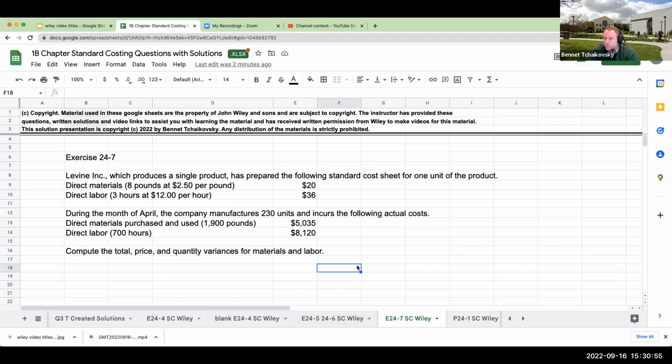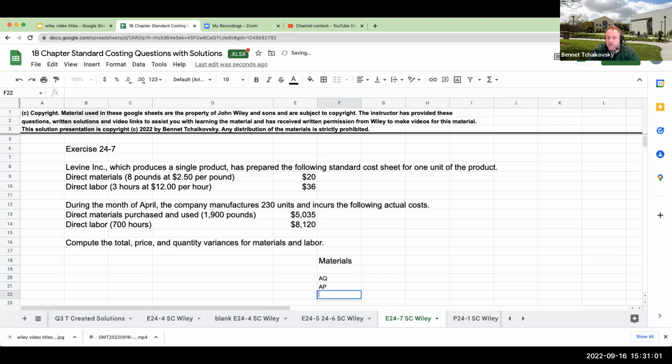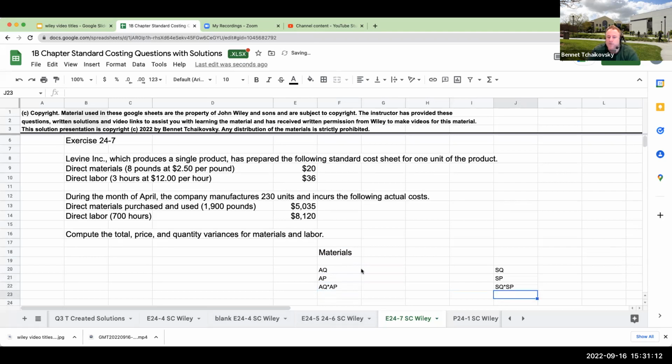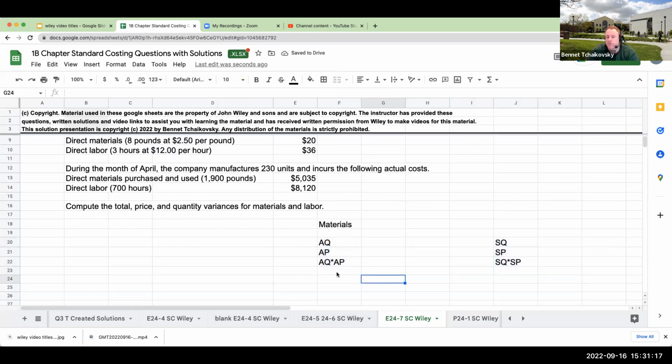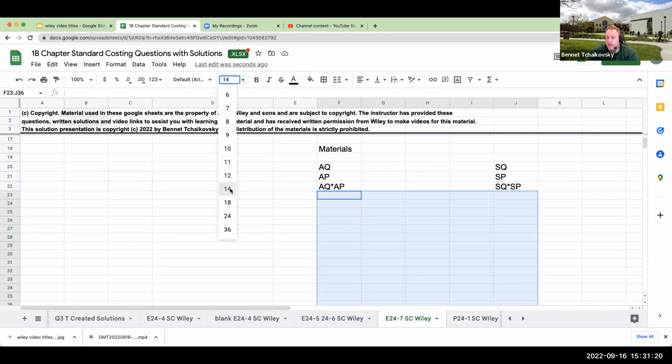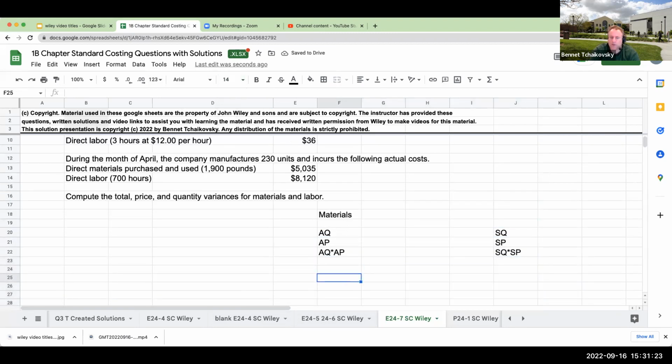But let's go ahead, and for the materials, I'm going to take my actual quantity times my actual price. And I'm going to compare this to my standard quantity times the standard price. The first thing we always want to do in these questions is figure out what our total materials variance is. So our total materials variance is going to be my actual quantity times my actual price minus my standard quantity times my standard price.